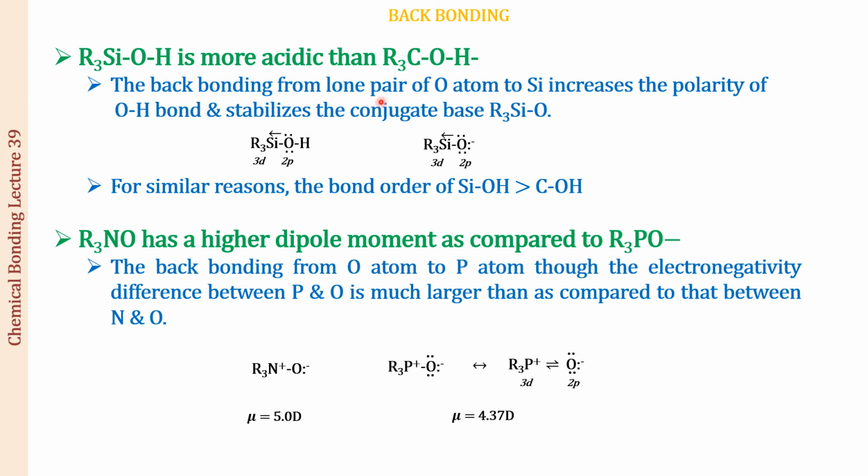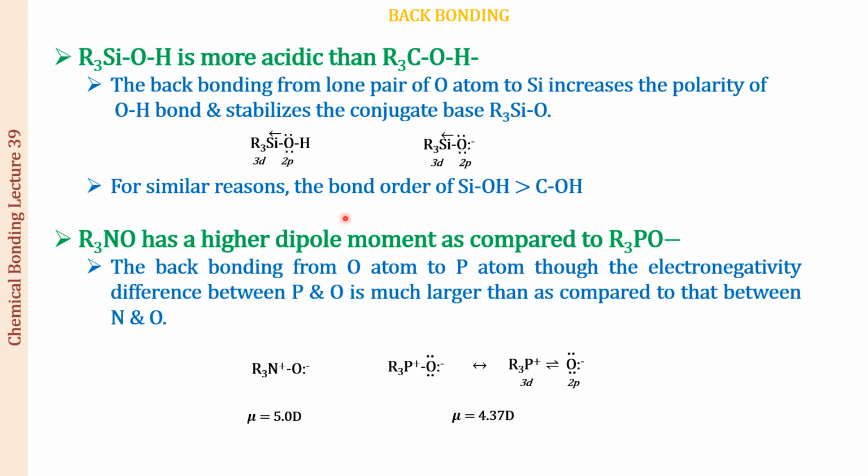R3SiOH, the back bonding from the lone pair of the oxygen atom to silicon increases the polarity of the OH bond and this stabilizes the conjugate base R3SiO-. Alright, so it is going to be a stabilization of the conjugate base of this acid by a back bond which is formed between silicon and oxygen, whereas this is not going to happen in the case of R3CO-. That is not going to be stabilized because there is going to be no back bonding between carbon and oxygen because of the absence of vacant orbitals for carbon, right? So for this we will be finding that R3SiOH is more acidic than R3COH.